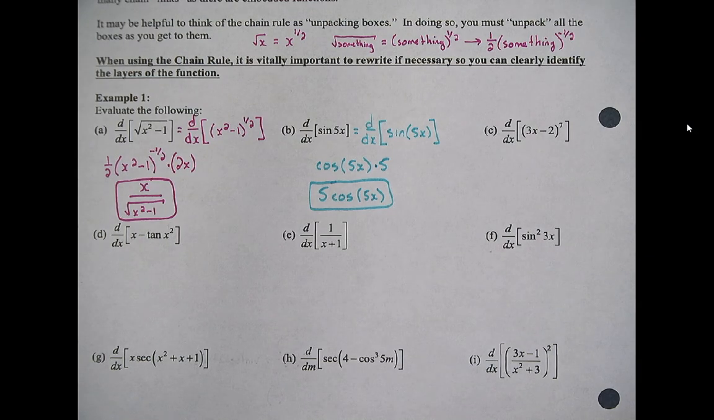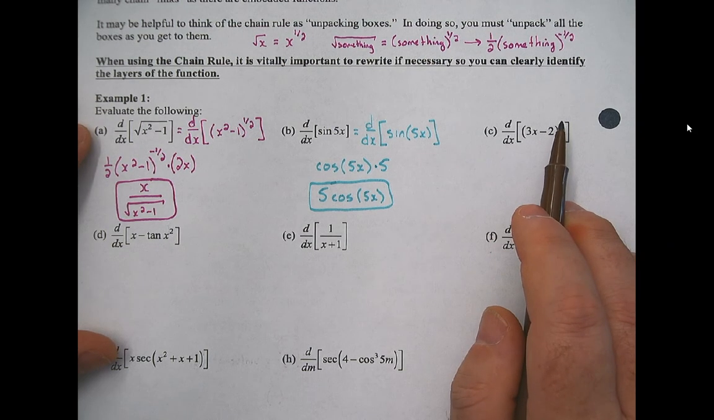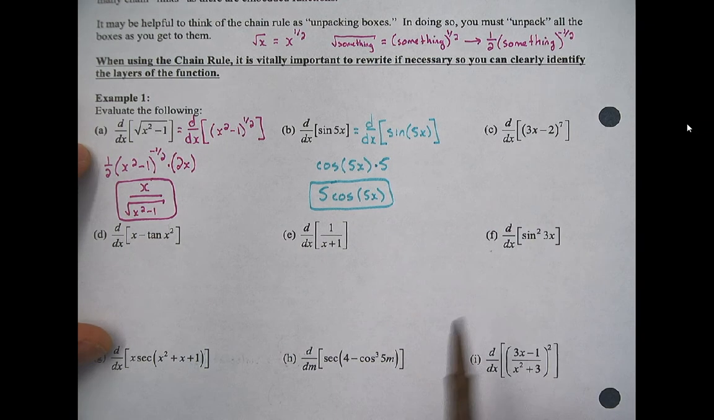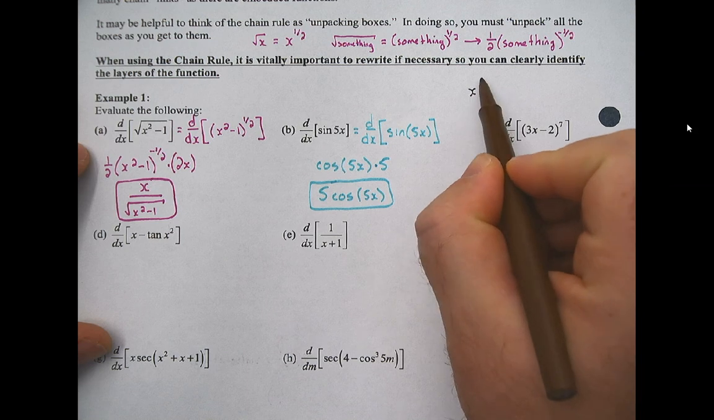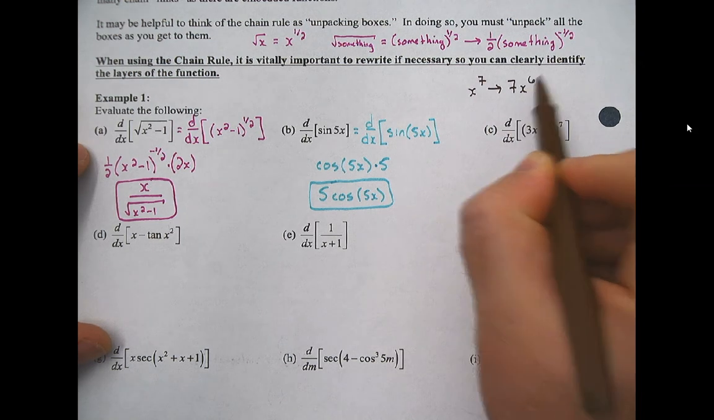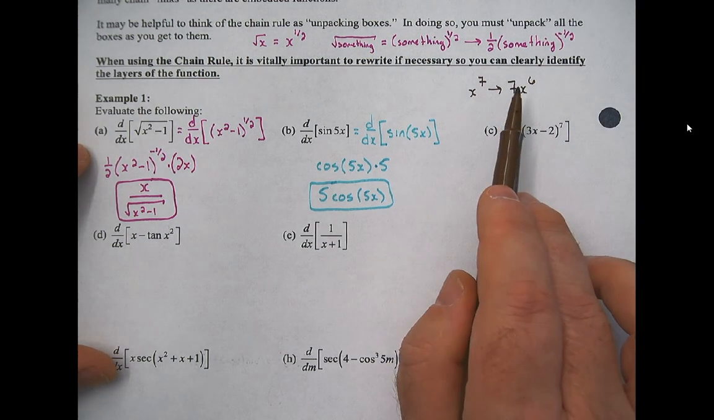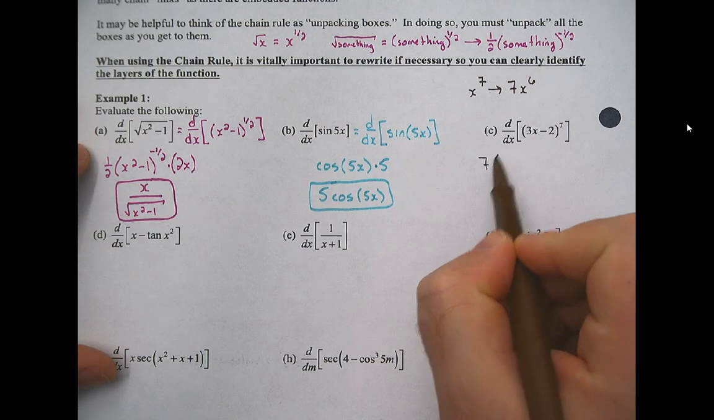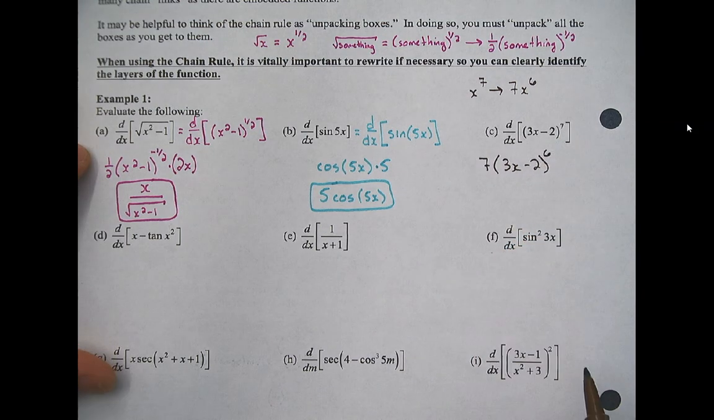All right, let's see how you did. So my outside function is something to the 7th. So the derivative of something to the 7th is 7 something to the 6th. The derivative of x to the 7th becomes 7x to the 6th. Well, if I take out this x and I replace it with 3x minus 2, I would get 7 times the quantity 3x minus 2, and that still needs to get raised to the 6th power.